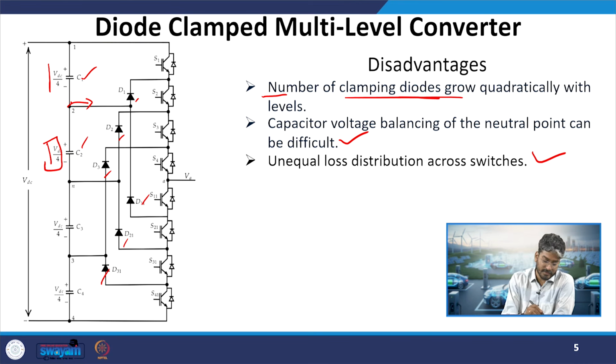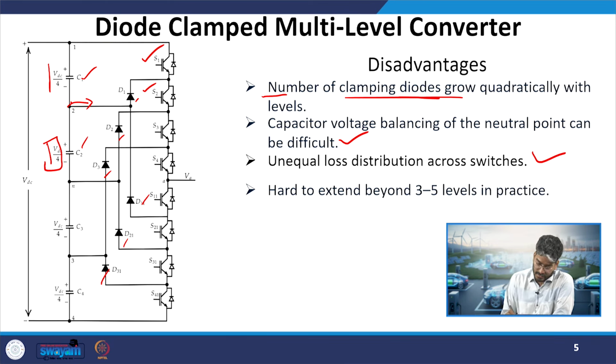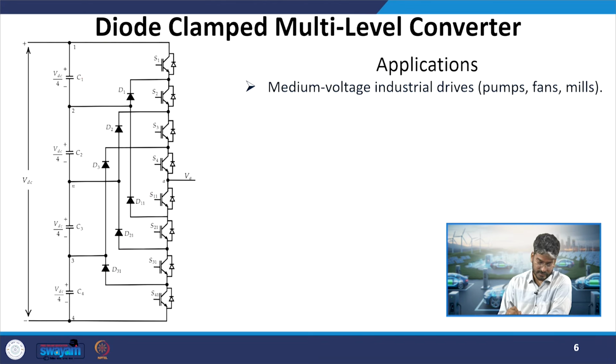What is the meaning of that? The time duration for which, suppose, S1 is conducting, S2 will not be conducting for the same time. So, the loss will be different. It is hard to extend between 3 to 5 levels in practical use, because of this increment of your bus capacitors and the divergence in the voltage.